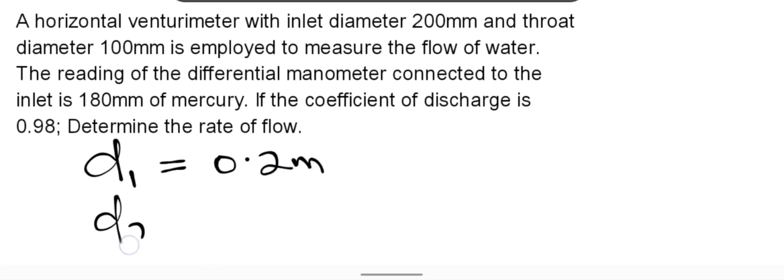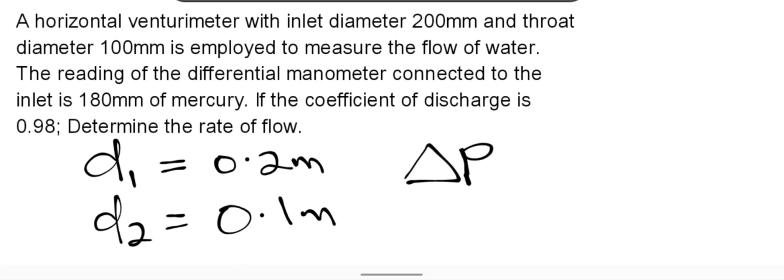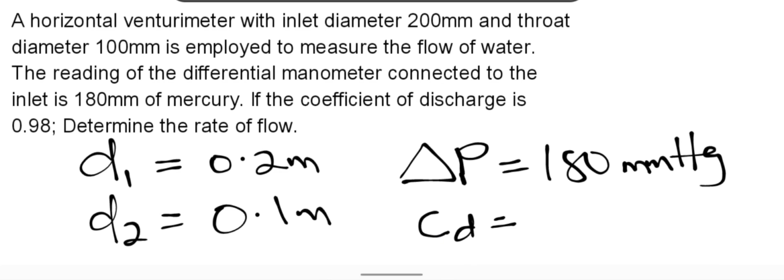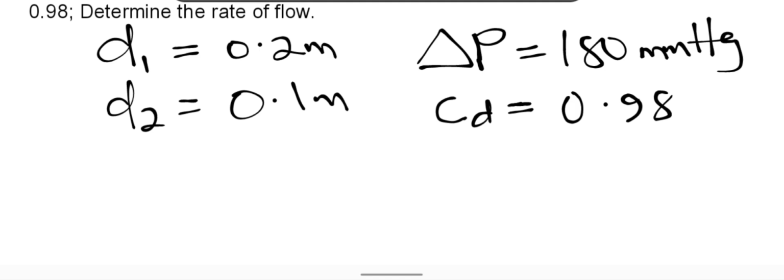and a throat diameter D2, which is 100 millimeter, which is 0.1 meter, is employed to measure flow of water. The reading of a differential manometer connected to the inlet is 180 millimeter of mercury. So this is like the difference in the height of the fluid in the tube, where I will explain also when I'm showing the diagram, which is 180 millimeter of mercury. If the coefficient of discharge, CD, is 0.98, we are told to determine the flow rate, which is Q.